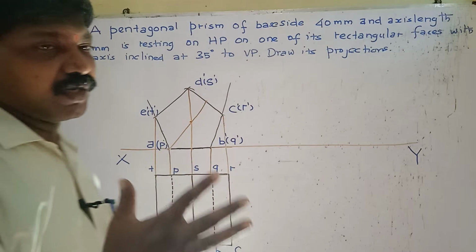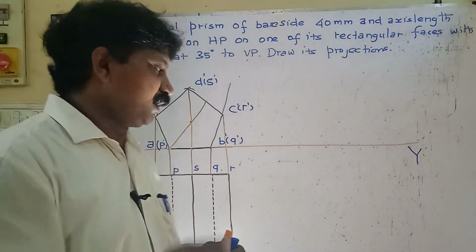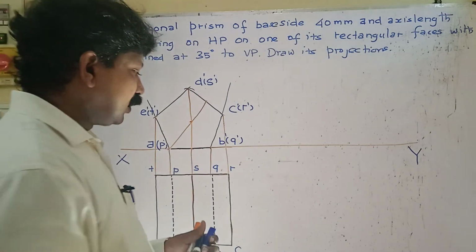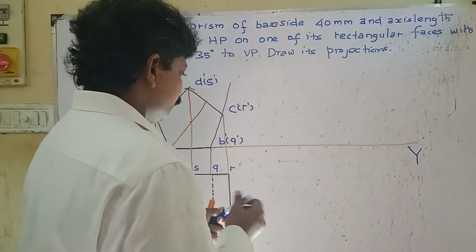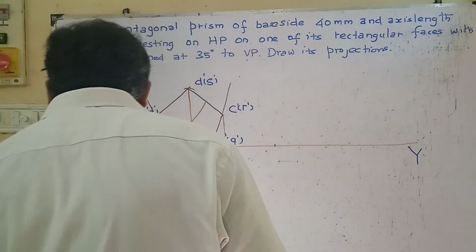Now the initial position is completed: rectangular face resting on HP, axis perpendicular to VP. Now tilt the top view, inclined at 35 degrees to VP. Leave some distance, mark a point, fix the protractor here.